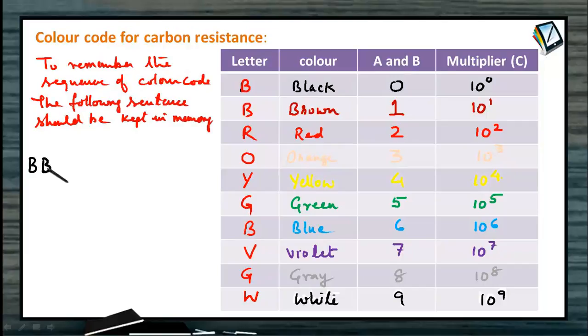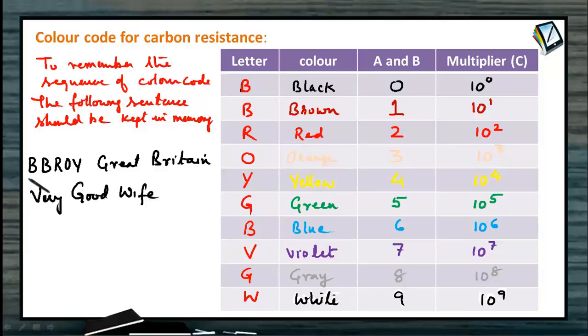B.B. Roy of Great Britain has very good wife. Black, brown, red, orange, yellow, green, blue, violet, grey and white.